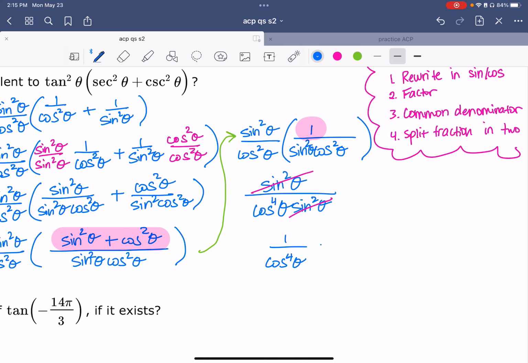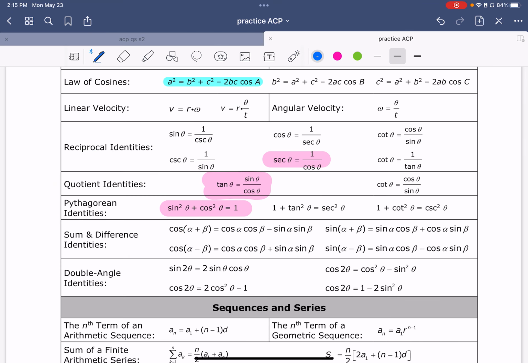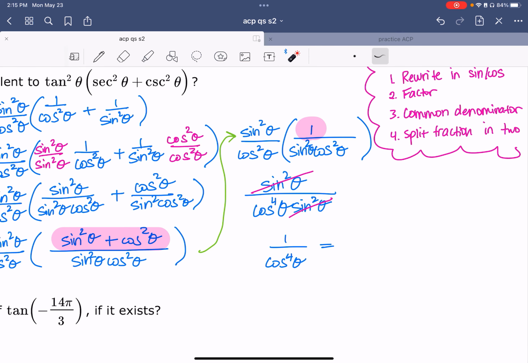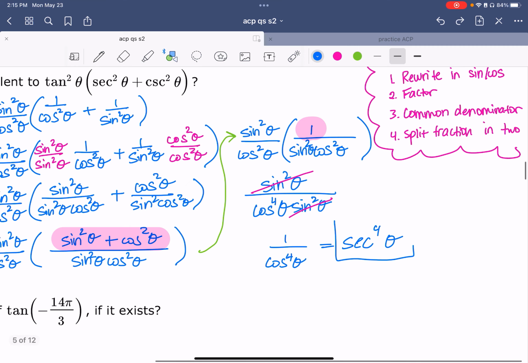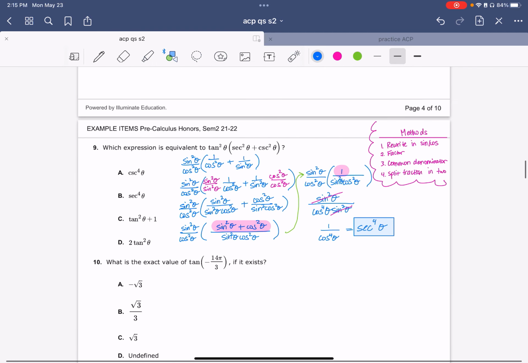of 4. And the reciprocal of 1 over cosine, if you find that on the formula chart, we had it earlier, 1 over cosine is secant. So remember, you got to match the power. So if this one was 4, then this one also has to be 4. So the final answer will be secant to the 4th power theta. So that answer choice is B as in boy.